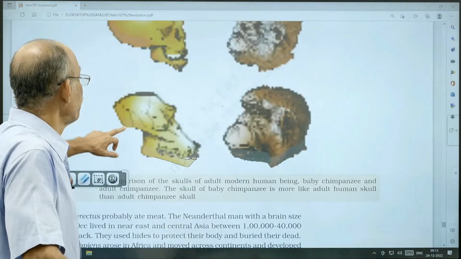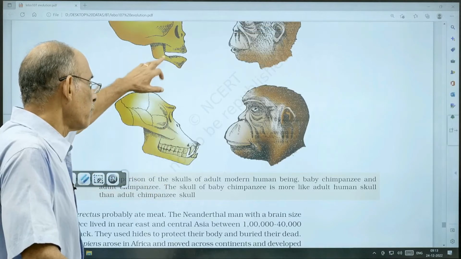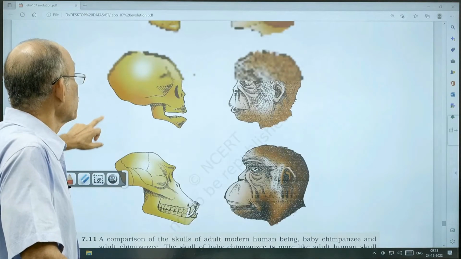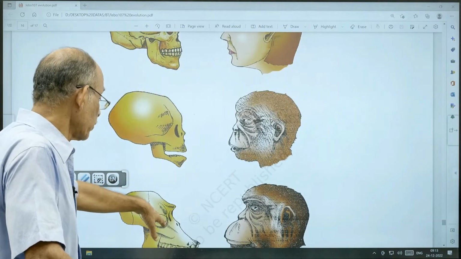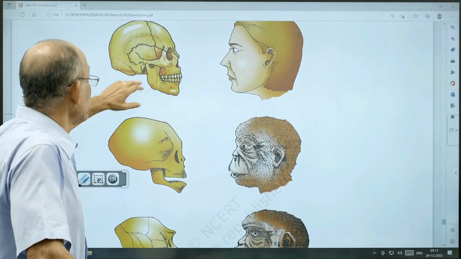Okay. Now coming to some of the figures here. The skull of an adult modern human being and a baby chimpanzee look almost similar, more than the adult individuals of chimpanzee and man. So this is the adult man and baby chimpanzee skull.